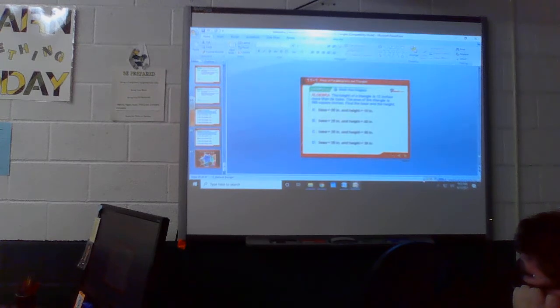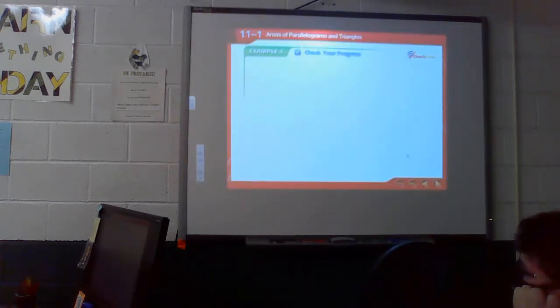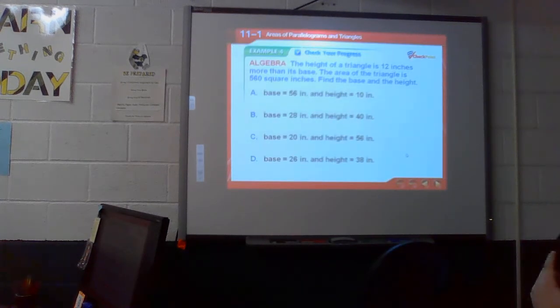Last one, I believe, is this one, for this section. The height of a triangle is 12 inches more than its base. The area of the triangle is 560 square inches. Find the base and the height. How the heck do you do this one?